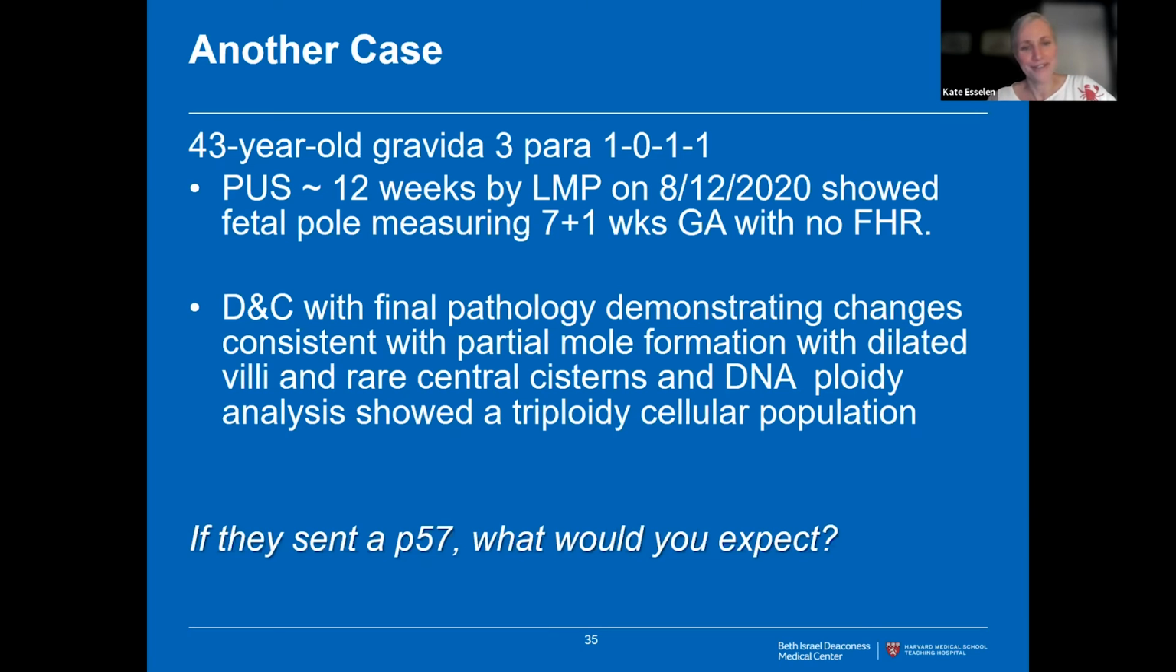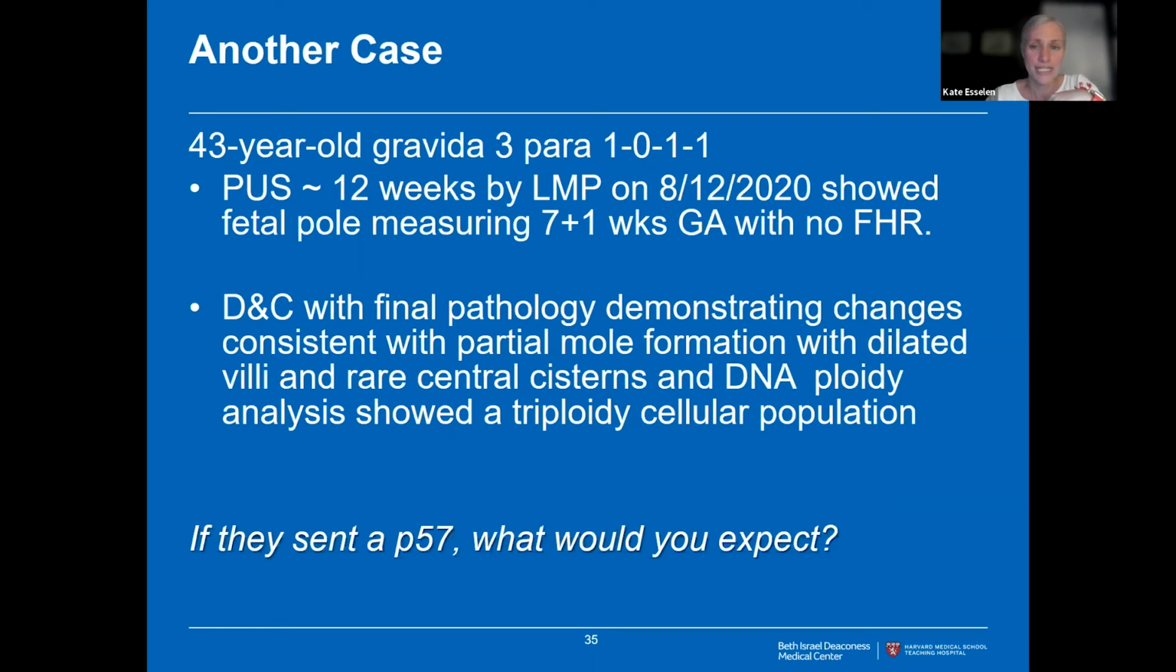So just to have you all think for a moment, to remember the beginning of the talk, if they did a P57 stain on this tissue, what would you expect? It's funny to talk to yourself and then answer your own question, but as a partial molar pregnancy, you have both maternal and paternal DNA present, so you're going to see the P57 stain. It will be present, and that will again confirm the partial mole diagnosis.